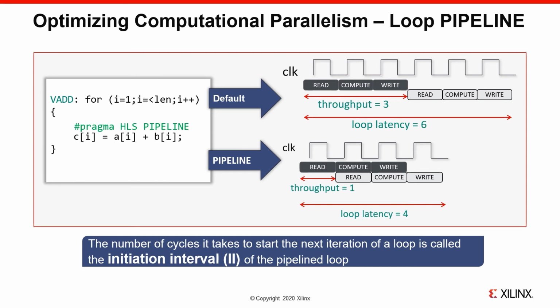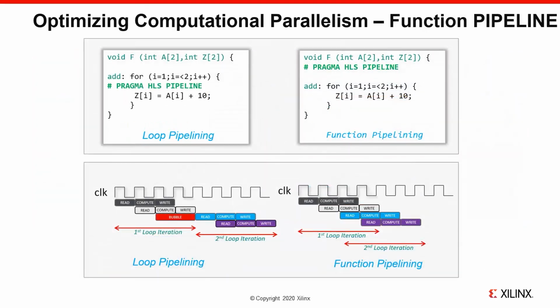An II of 1 is the ideal case, where each iteration of a loop starts in the next clock cycle. When you use the pragma HLS pipeline, you can specify a target. By default, the compiler always tries to achieve the optimal II equals 1. Note that pipelining will automatically apply unrolling to the loop. Pipelining can also be applied at the function level rather than only inside a loop.